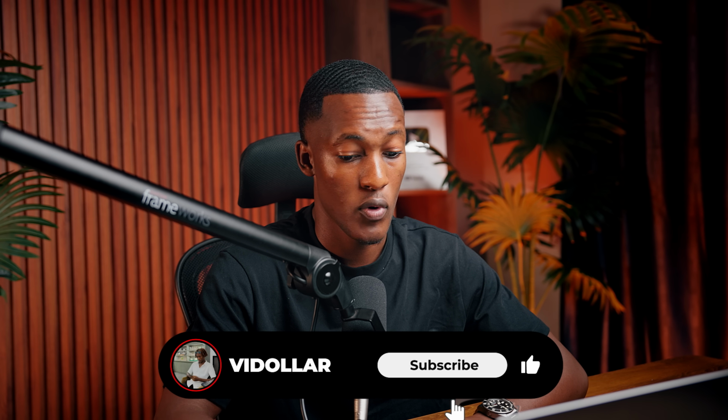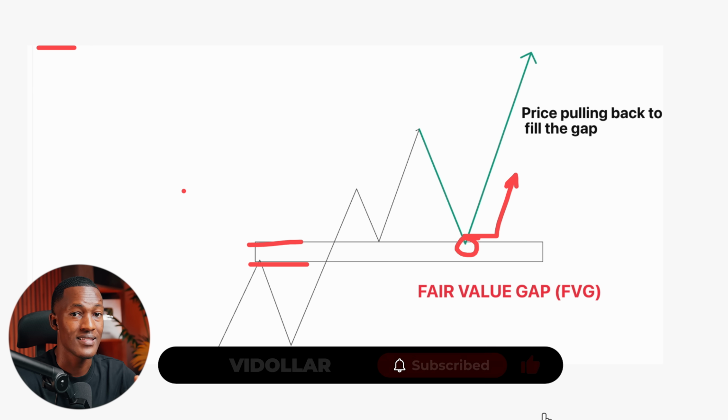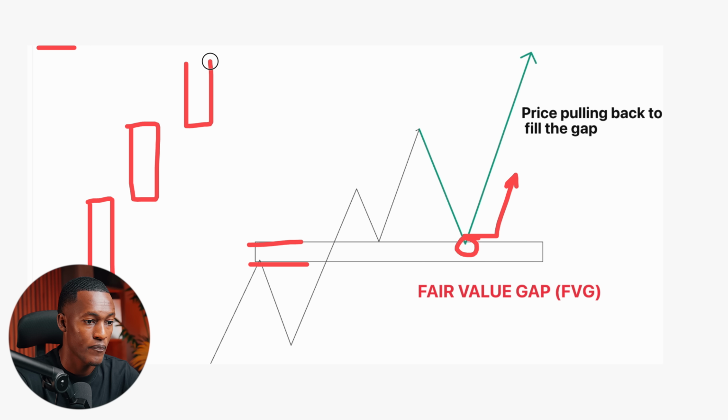Or maybe let me show you a better example of how the fair value gaps are formed. Firstly, you should see at least a series of 3 consecutive candlesticks. So I'll give an example. Say it's an uptrend, you need to see a series of 3 bullish candlesticks. So we have that, and then we have this over here. We have a wick here, and then we have a wick.